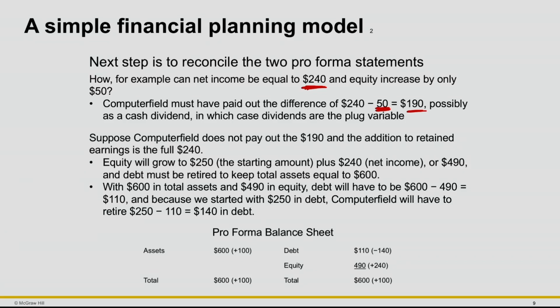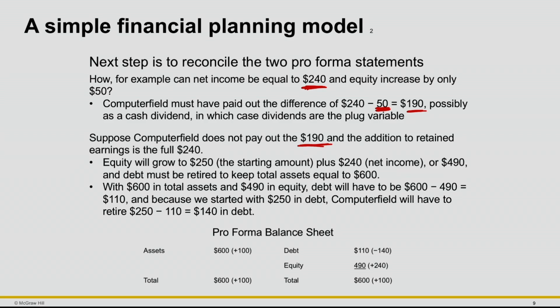They don't have any other positive NPV projects, so they'll return it to the shareholders. All right, so let's go down. Suppose that Computerfield does not pay out the 190,000, and actually let's assume that they don't even pay a dividend, so they're not going to decide to start all of a sudden. So let's say that entire 240,000 goes over onto the balance sheet into retained earnings.